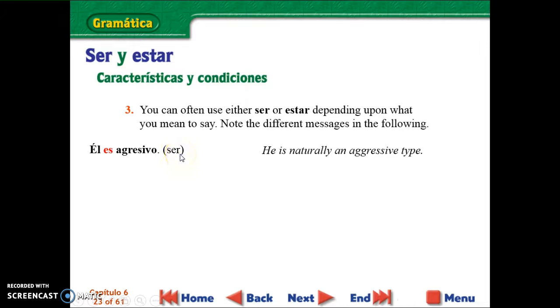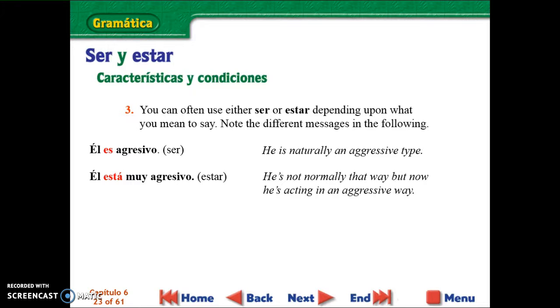Ser is, again, a permanent thing. So this sentence, él es agresivo, is saying that this person, whomever it's talking about, is naturally an aggressive type. That's part of who he is. But if we look at this sentence, él está muy agresivo. So instead of es for ser, we're using the verb estar here.